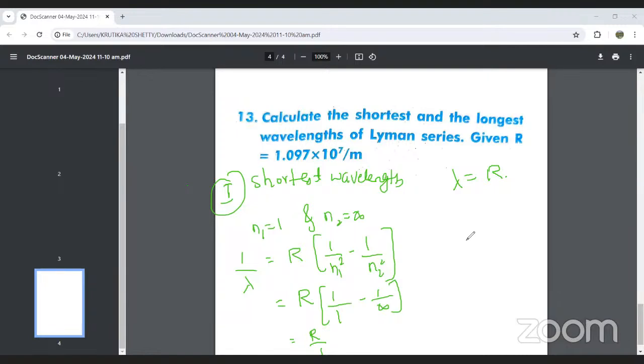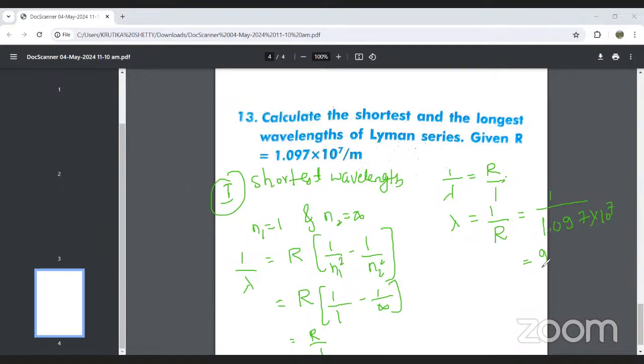R is the Rydberg constant. So we can write the value of the Rydberg constant. It will be the reciprocal. So 1 by lambda is equal to R divided by 1, hence lambda is equal to 1 divided by R, which is 1 divided by 1.097 into 10 to the power of 7.